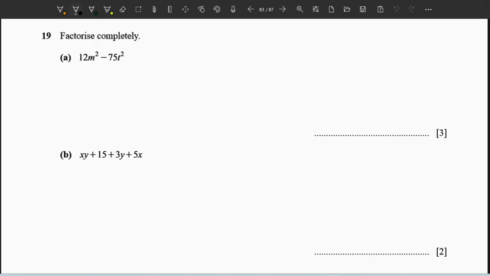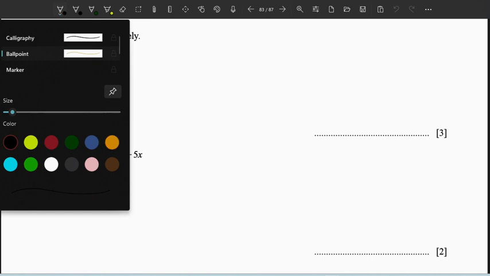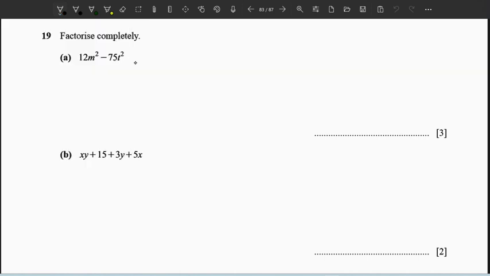Right guys, so I want us to factorize here. The first thing that we do when we are factorizing, you check the number of terms in your expression. With a two-term expression like this one on A, the first thing that you're looking for is any common factor, any number that can get into both terms. Or if there is a letter that is common there, you can also pull it out. So in our case, we are going to factor out 3. If you check very well, 3 is common between 12 and 75.